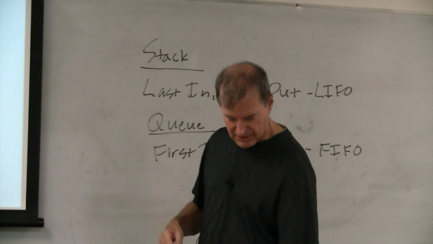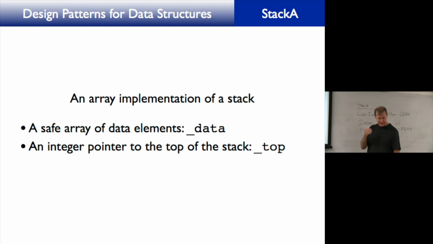So now let's take a look at the code that does that. This is an array implementation of the stack, and so you saw that it had the array. We're going to have 2 attributes. We have an array called _data, and by the way, that's our safe array, the one for code reuse, right? So we are reusing our safe array. And then we have an integer pointer to the top of the stack, which is called _top. So _data for the array and _top for the integer that points to the top of the stack.